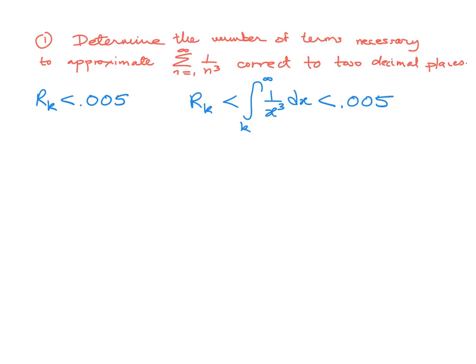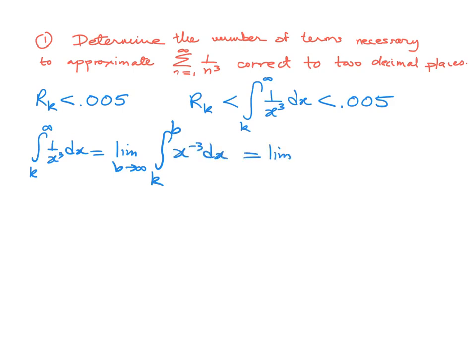So let's go ahead and set up this integral. So the integral from k to infinity of 1 over x cubed dx is going to equal the limit as b goes to infinity of the integral from k to b, and I'm going to write x to the negative 3 dx, and then I take the antiderivative, the limit as b goes to infinity of negative 1/2 x to the negative 2 evaluated between k and b, which is going to be the limit as b goes to infinity.